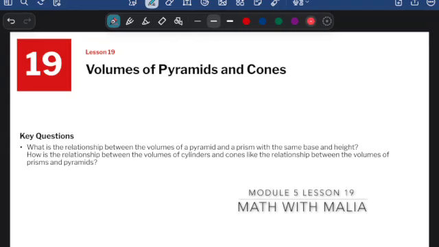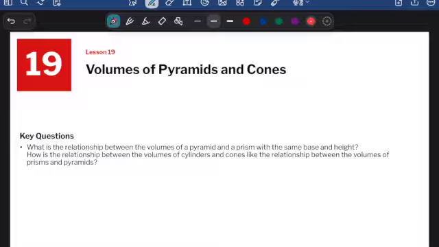Okay, today on Math with Malia, we're going to do the Eureka Squared, Math 7-8, Module 5, Lesson 19, Volumes of Pyramids and Cones. We've already learned how to do the volume of prisms using the area of the base times height. So today we're going to compare the volume of prisms to pyramids and cones so we can develop the formula for these three-dimensional shapes.